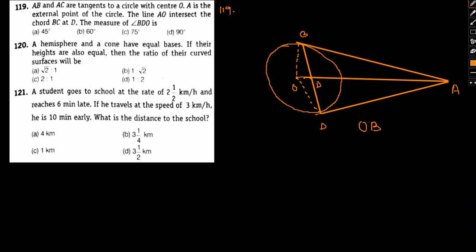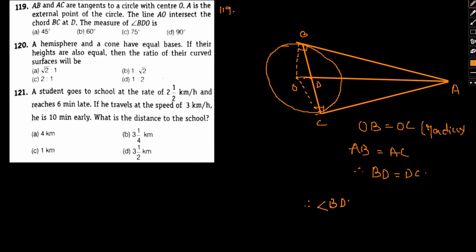here OB is equal to OC, radius, and at B, say this angle is 90. Okay, we know that AB equal to AC, since tangents from a common point. Therefore what we can conclude is BD will be equal to, this point is C, sorry my bad, BD will be equal to DC.